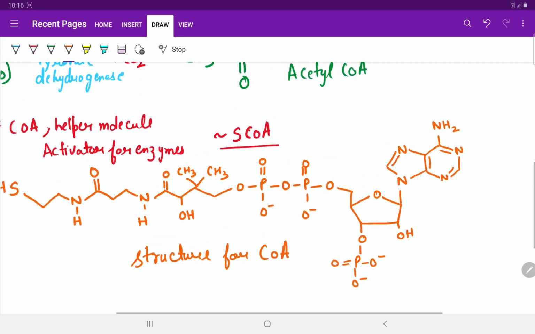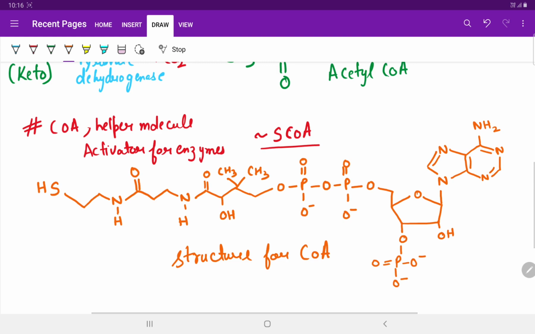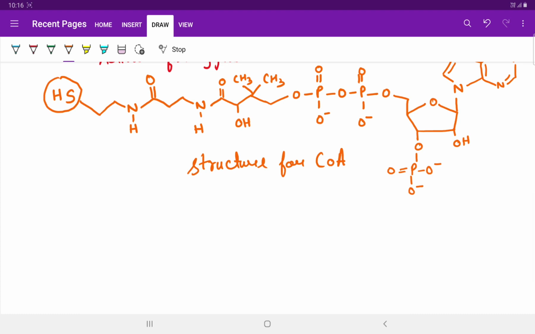So we are writing it in a short form of SCoA, and every time the bond formation occurs from this sulfhydryl group. Now let us note down the molecular formula for this. The chemical formula is C21 H36 N7 O16 P3 S. So this is the chemical formula for this.